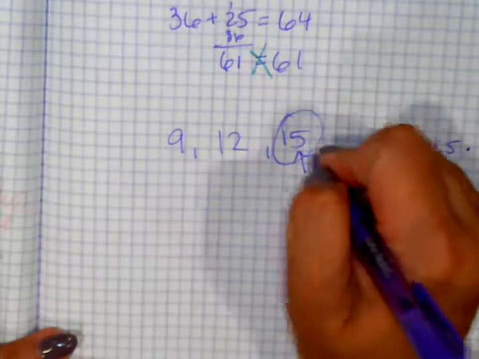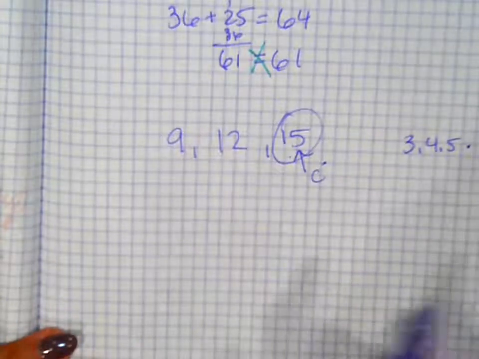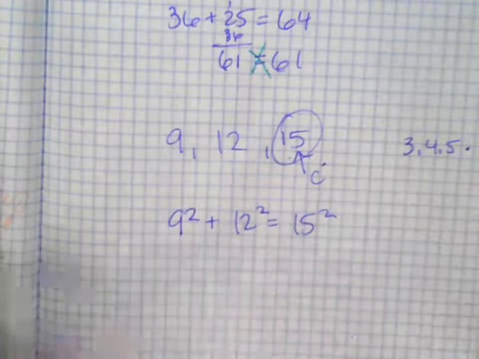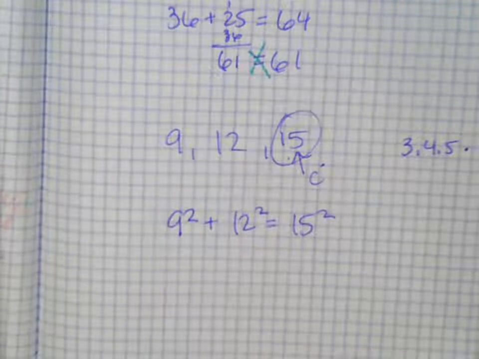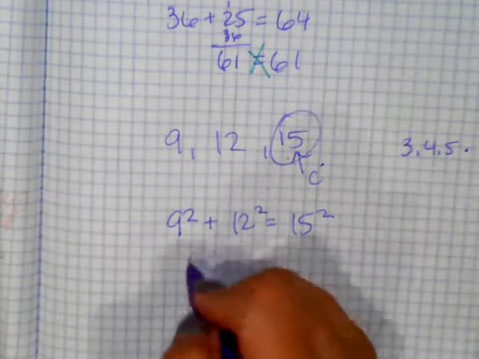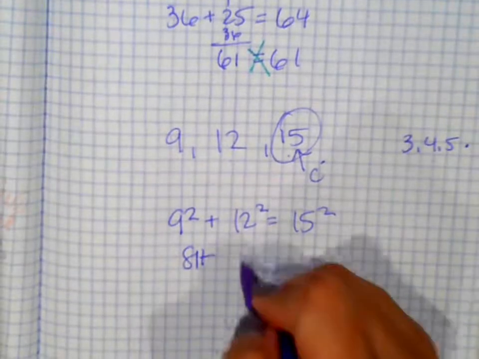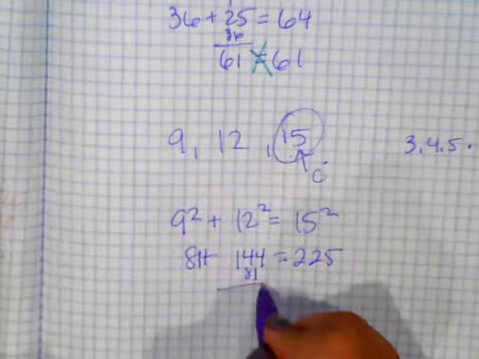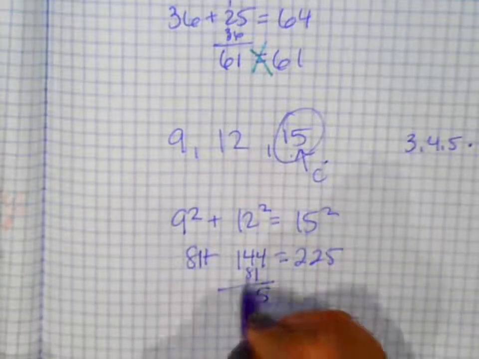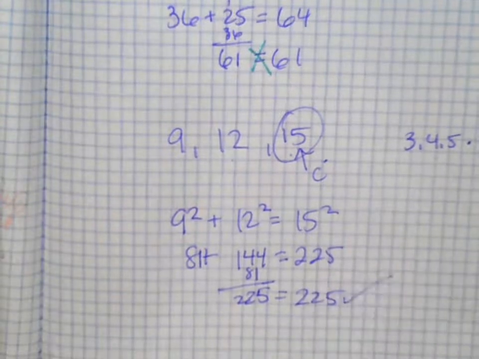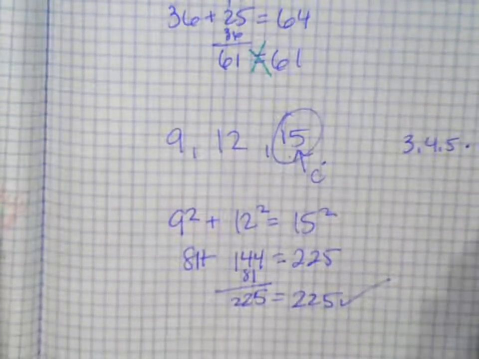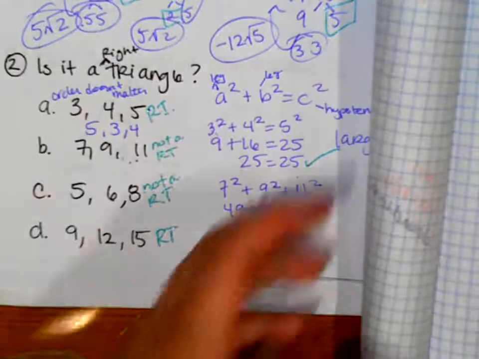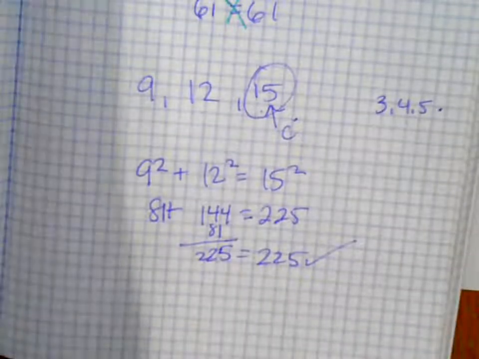So again, 15, that's my c. Why? Because it's the largest number. I've got 9 squared plus 12 squared equals 15 squared. When you're there, you've got 81 plus 144 equals 225. If I add 81 to 144, I get 225 equals 225. Yes, it does. That guy is a Pythagorean triple. So this guy right here, right triangle.